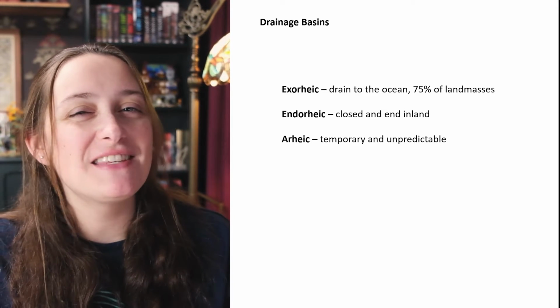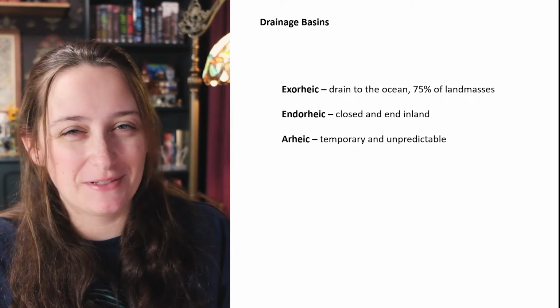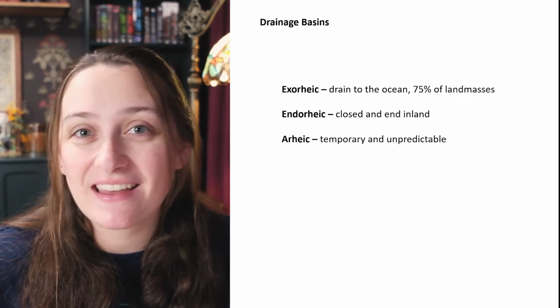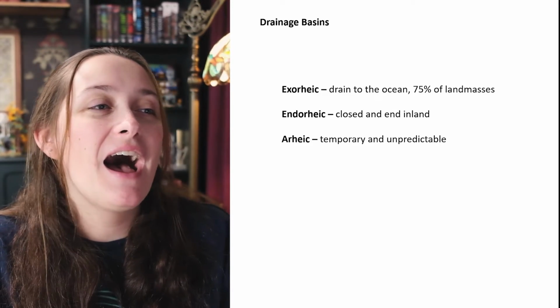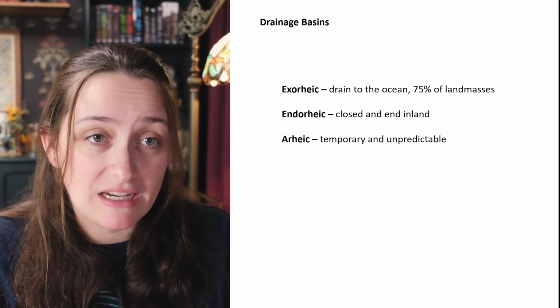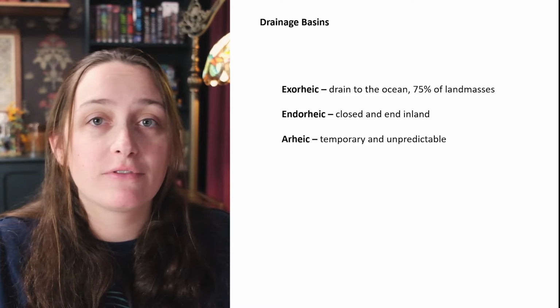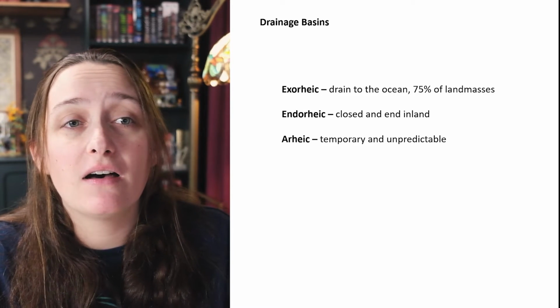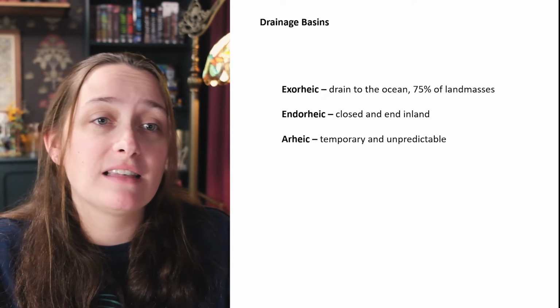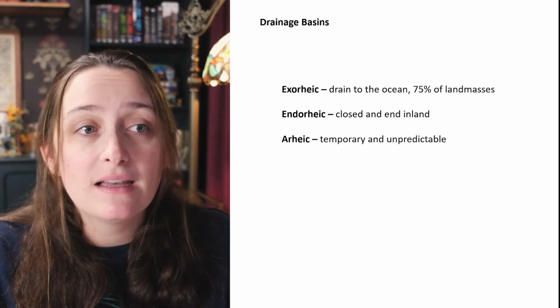I've seen different pronunciations for these. I don't really know how to pronounce it; we'll go with one of them. So exorheic systems are going to drain to the ocean, and they're the most common, covering about 75% of land masses on Earth, excluding the glacier-covered areas like Antarctica and Greenland.